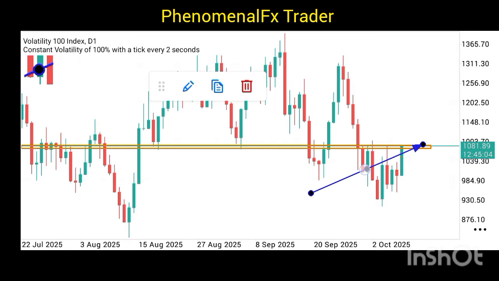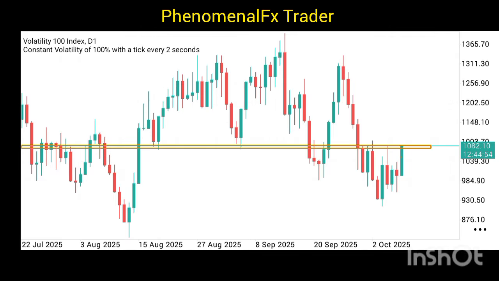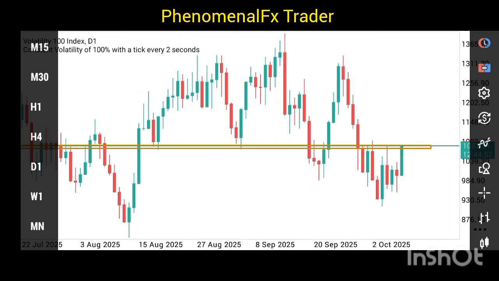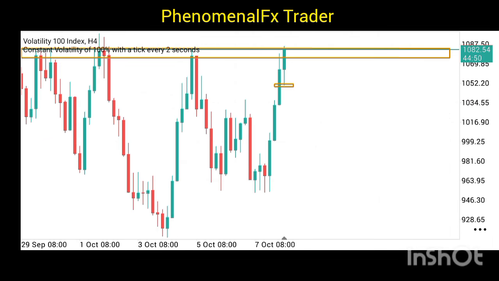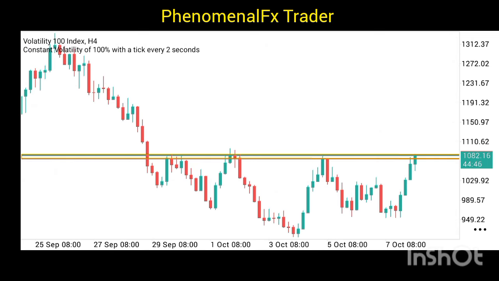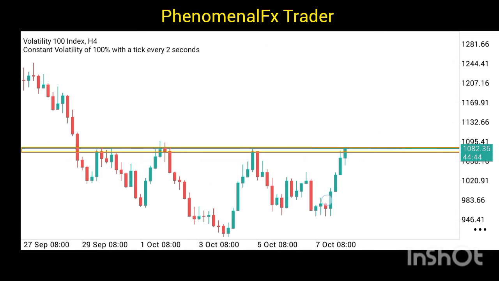All right, so let's just keep an eye on that based on this time frame. But we can go down to a lower time frame to still spot some possibilities. All right, so let's go down to the 4 hourly time frame. So on the 4 hourly time frame, you can see what we have.